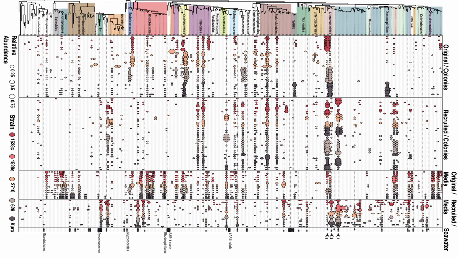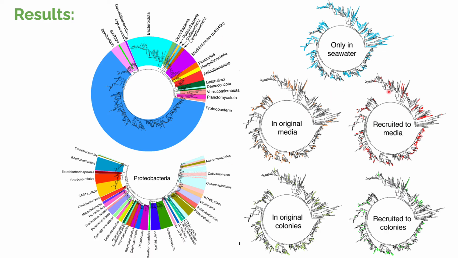But just to really drive home how diverse the bacterial communities in the seawater were, compared to what was recruited to the Phaeocystis media and colonies, this tree shows all of the ASVs that were in the data set. And if they are highlighted in blue, they were only found in seawater and they were never recruited into any of the samples. And there are some whole clades here that are only found in seawater and are never recruited. So for example, SAR406 is only in the seawater and never recruited into any of the Phaeocystis samples.